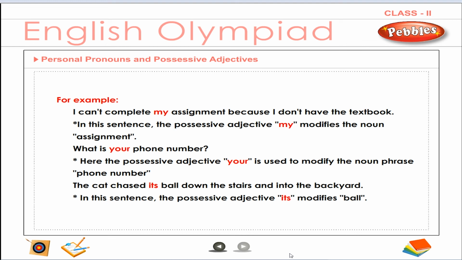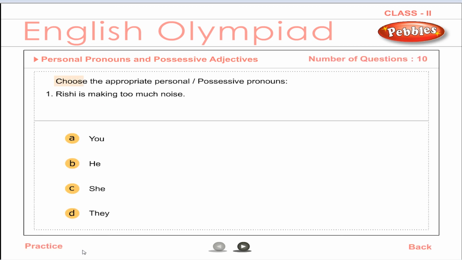The cat chased its ball down the stairs and into the backyard. In this sentence, the possessive adjective its modifies ball. Choose the appropriate personal or possessive pronouns.